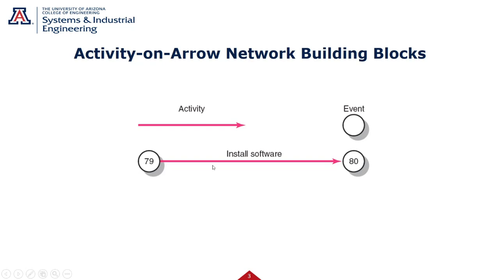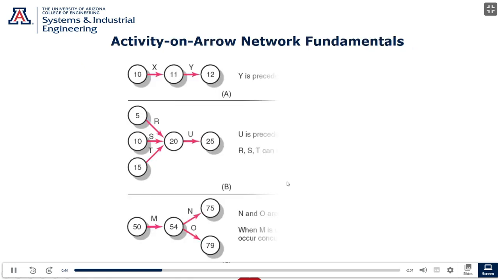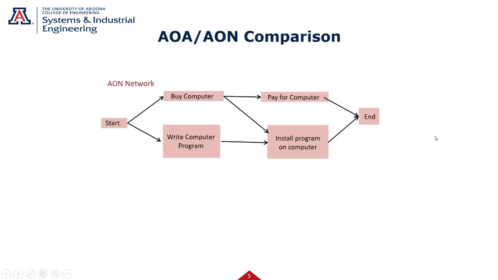So here's a node, and I install software and I get to the next event. So the circles are our event numbers, and we're installing, instead of the activity being in the box, it's now on the arrow. So let's look at this. I might have a sequence here, two activities here. Here I have 3 activities feeding here and another activity, and so forth. Similar ideas, but let's look at how it looks.